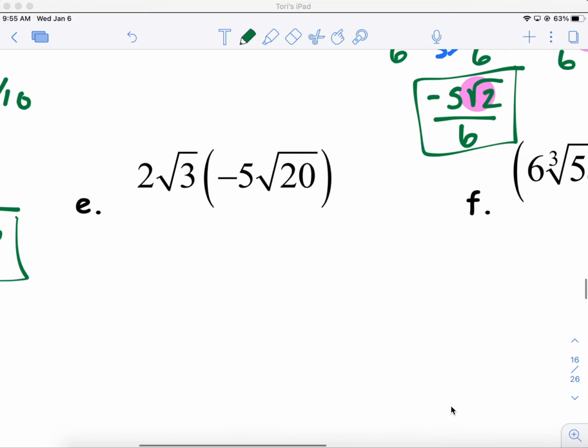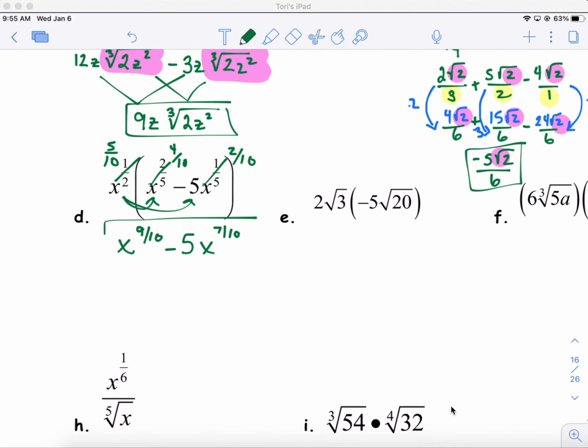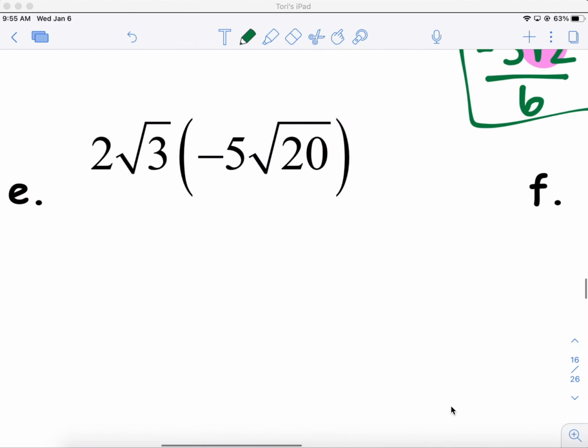All right, moving on to E. This is only one term times one term. So when we roll with these, remember, whole numbers multiply with whole numbers, radicals multiply with radicals as long as their index is the same, which it is. They're both square roots. Okay, so 2 multiplied by a -5 is a -10.